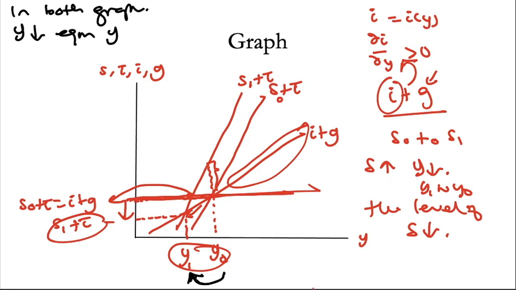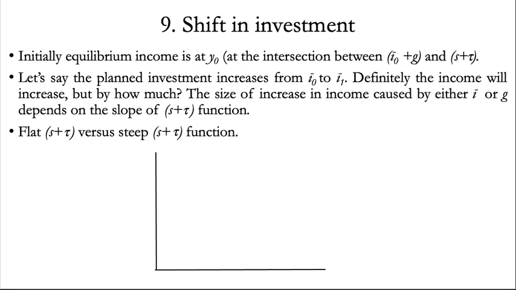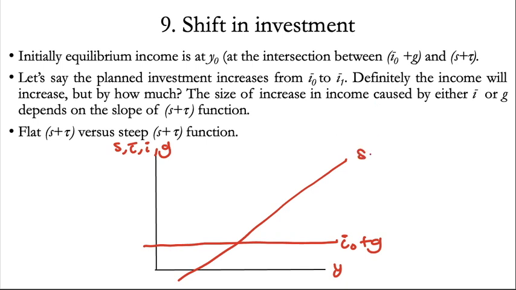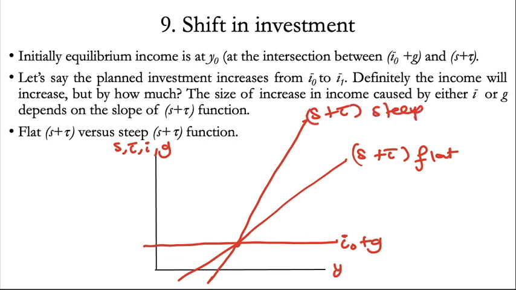We want to look at another component of leakage and injection, which is investment. What happens if there is a shift in investment? We can also explain this in the form of a graph below here. As tau, I and G, we have real income here. So let's say initial injection with investment I0 here, and let's say we have initial leakage, which is S plus tau, and this one is a flat one, and we also have another one to make comparison, the steeper one, S plus tau steep. We want to look at what happens to equilibrium income when investment changes for a given flat leakage or a steep leakage.